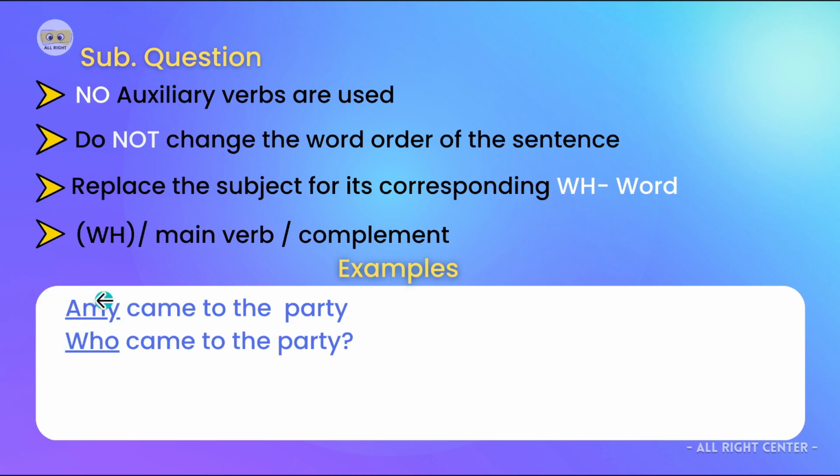Amy is the subject. Yo quiero preguntar por este sujeto. So, who came to the party? Who came to the party? ¿Quién vino a la fiesta? Como puedes ver, as you can see, there's no auxiliary. No hay un verbo auxiliar y dejo mi oración como si fuera una afirmación. I leave the sentence as if it were a positive sentence. Who came in past? Who came to the party?